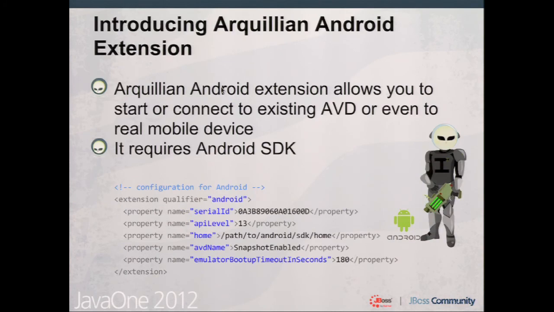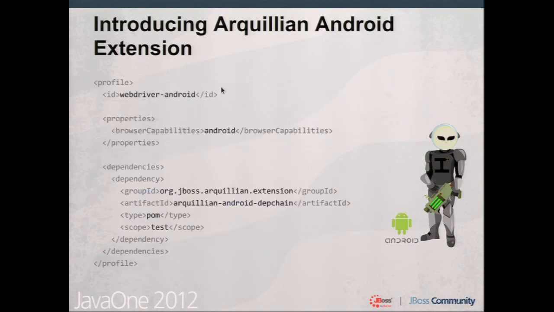It basically allows you to configure in Arquillian XML configuration a path to the Android SDK. You get the possibility to configure the serial ID in case you are using a real device, and you can run using emulators. The next thing you have to do, obviously, is create a new profile using the very same concept for the Android driver as for the other drivers. You will include a dependency to the dep chain itself.